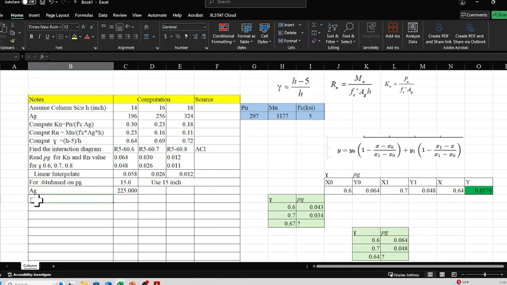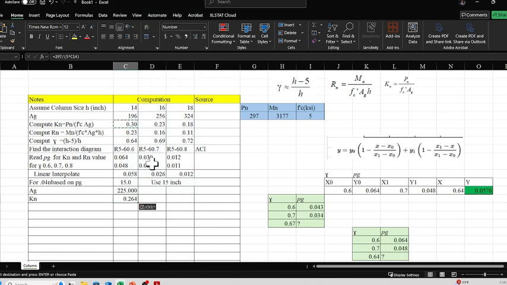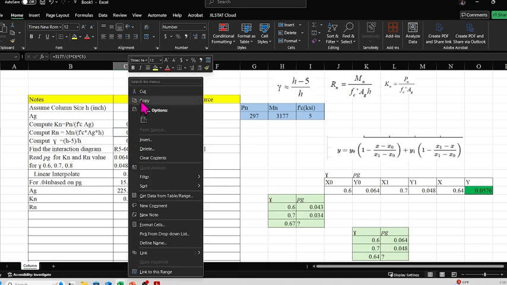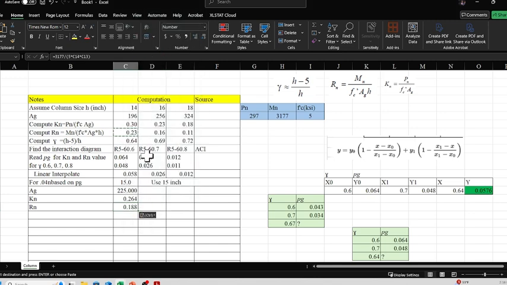And then we're going to calculate Kn. To do that, I'm going to come back up to Kn here. You can do the same thing. Click on this, copy, and then come down here. When you paste it in the formula, it will give it to you. It becomes 0.264. Next we're going to calculate Rn. We do the same thing. I come back up here on Rn, copy it and paste the formula back in here. And it becomes 0.188 or 0.19.